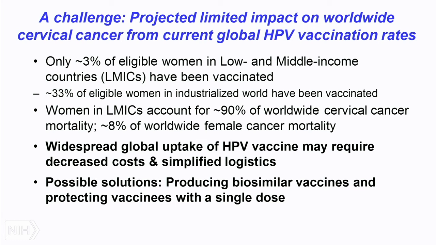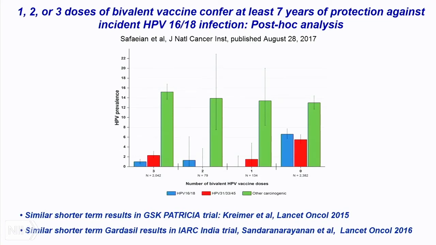So we think that widespread global uptake of the vaccine may require decreased cost and simplified logistics, and two possible solutions are producing biosimilar vaccines, that is generic vaccines, and second, protecting vaccinees with a single dose. I will not discuss biosimilar vaccines, but there are regional manufacturers where this is under development. But I will discuss the notion of a single dose.